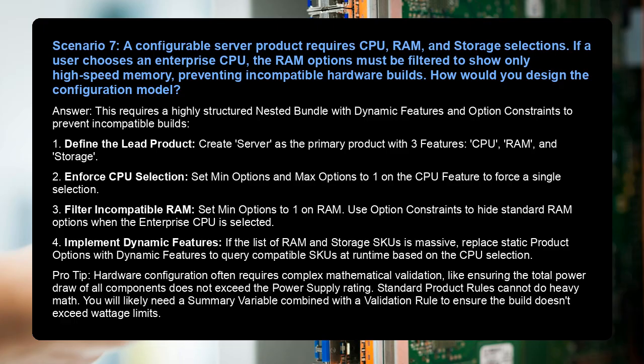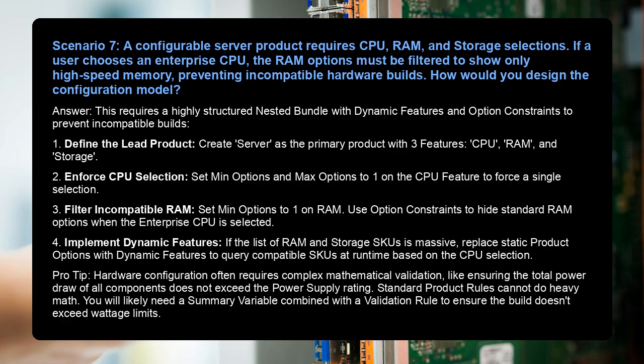If the list of RAM and storage SKUs is massive, replace static product options with dynamic features to query compatible SKUs at runtime based on the CPU selection. Pro tip: hardware configuration often requires complex mathematical validation, like ensuring the total power draw of all components does not exceed the power supply rating.